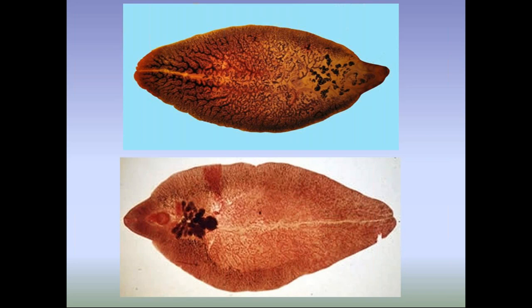This is a leaf-shaped adult form with an oral end, oral sucker, and ventral sucker. The anterior end is pointed and the posterior end is broad, and there are various organs like the branched and bifurcated intestine and male and female reproductive organs. This is a leaf-shaped Fasciola hepatica.